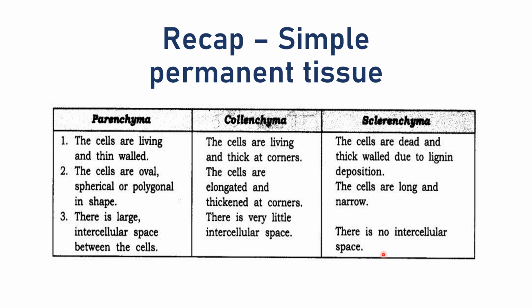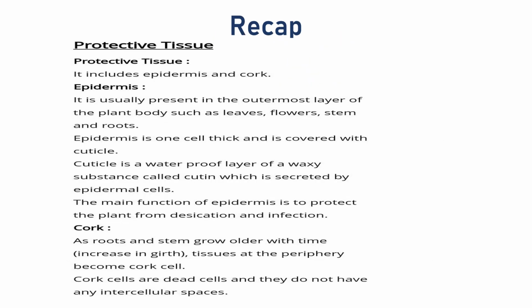Sclerenchyma is found mostly in the parts of the plant which are really tough and strong. That is nuts, the covering of nuts, right? And even in fibers, coconut fibers, I have told you about, the coconut husk, you can say specifically, right? So let's go ahead. Now the last simple permanent tissue we did was protective tissue, right? Under the protective we did two tissues, that is epidermis and cork.